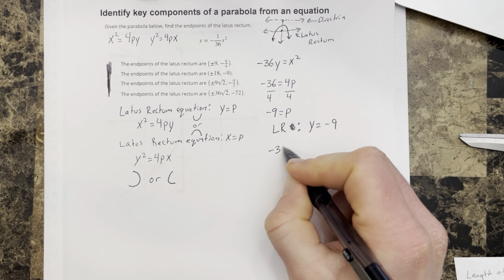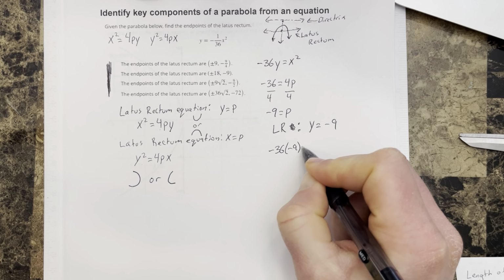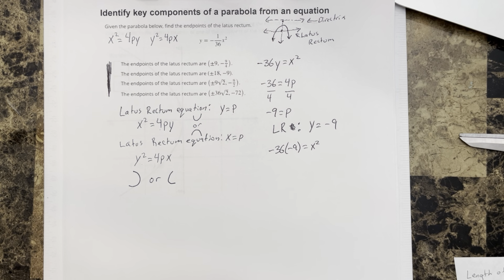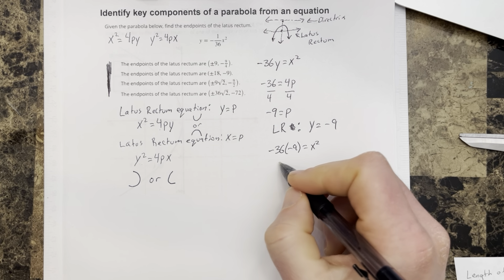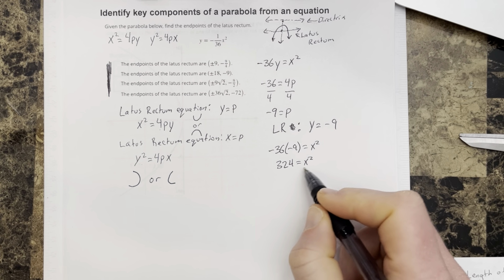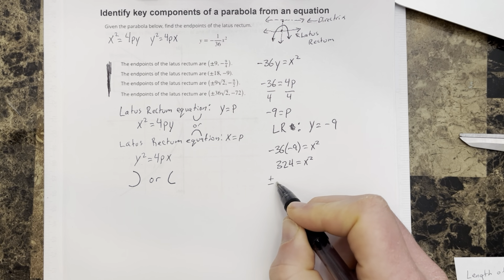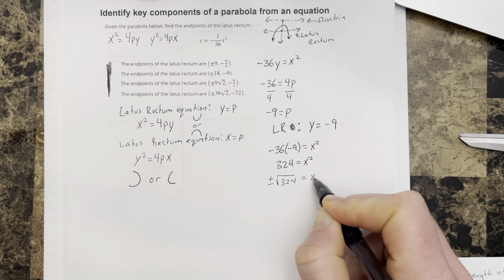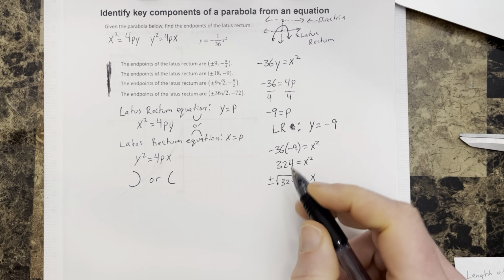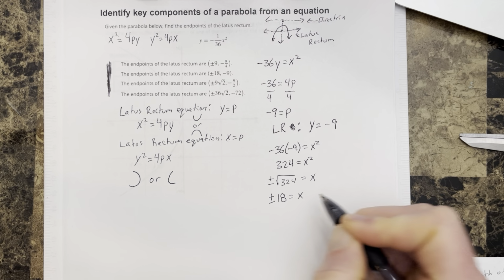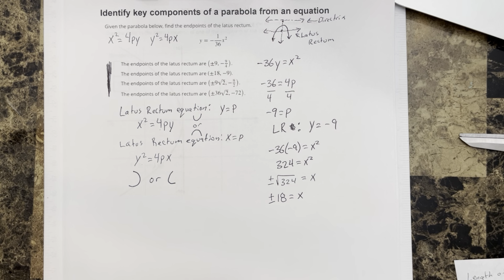So I'm going to substitute it into our equation here for y and solve for x. So I get negative 36 times negative 9 is equal to x squared. When I multiply the negative 36, I get 324 equals x squared. When I take the square root of each side, I get plus minus root of 324 is equal to x. If I take the root of 324, I get plus and minus 18 for x. That tells me that I have two endpoints for the latus rectum.